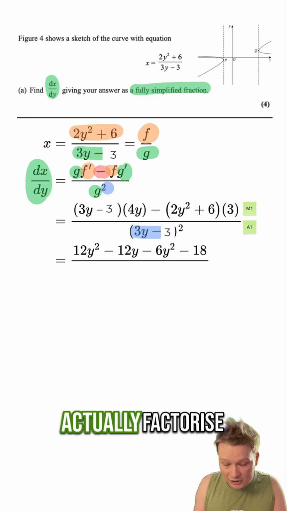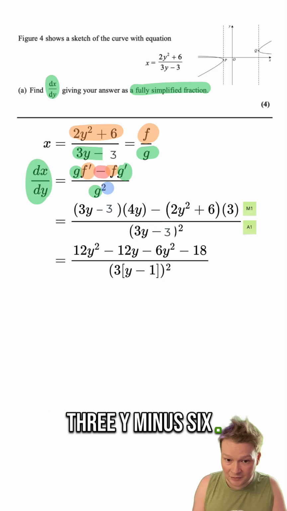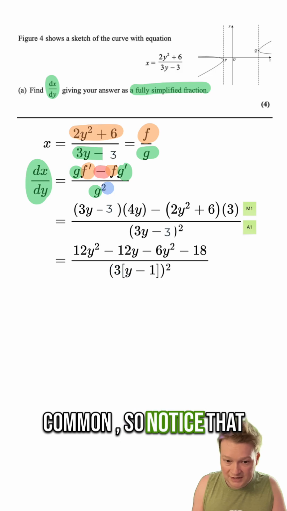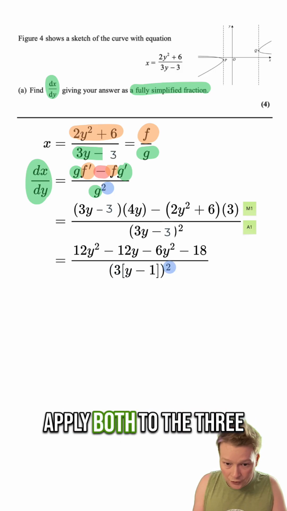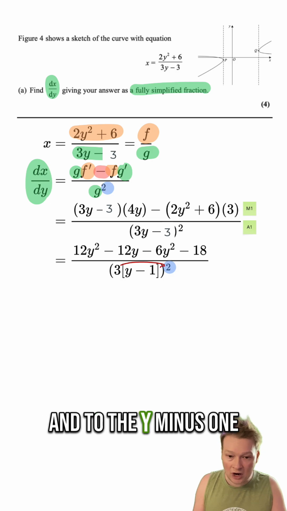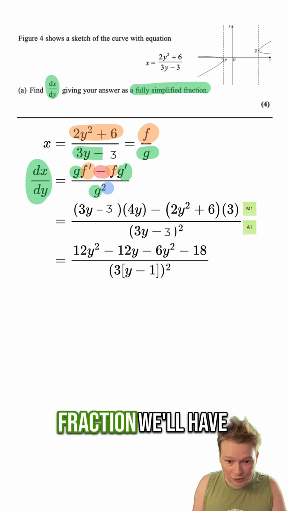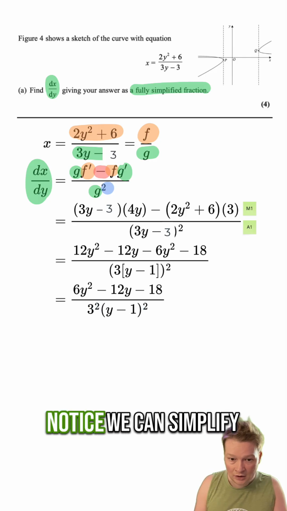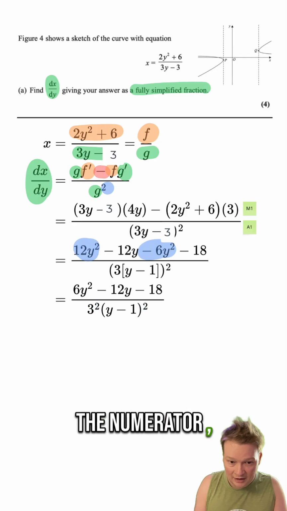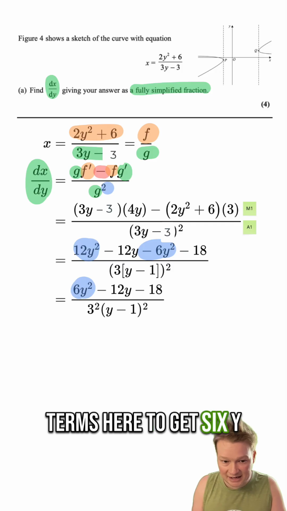Notice that we can actually factorize 3y minus 6. They have a 3 in common. So notice that I've got nested brackets here. This square is going to apply both to the 3 and to the y minus 1 bracket. So on the bottom of the fraction we'll have 3 squared and y minus 1 squared as well. Both get the square. Notice we can simplify the numerator, combining these like terms here to get 6y squared.